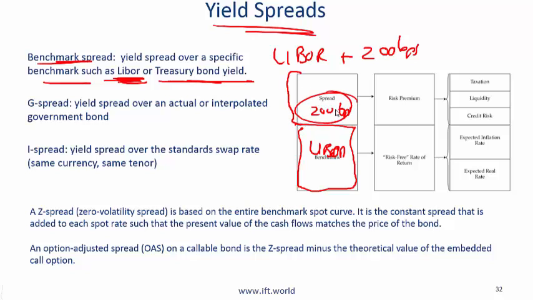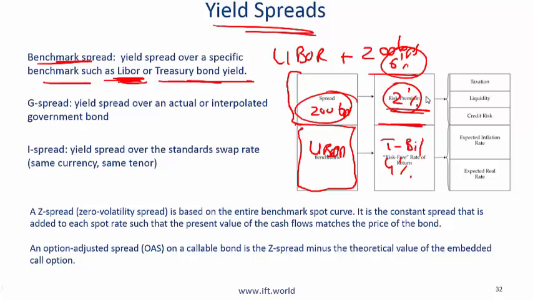Now this 200 basis points can also be thought of as the risk premium when the reference rate is a government rate. So if the reference rate is, say, a 6-month US government T-bill, and the 6-month T-bill rate, let's say, is 4%, and a particular instrument is trading at 6%, so what's the risk premium? It is 2%.